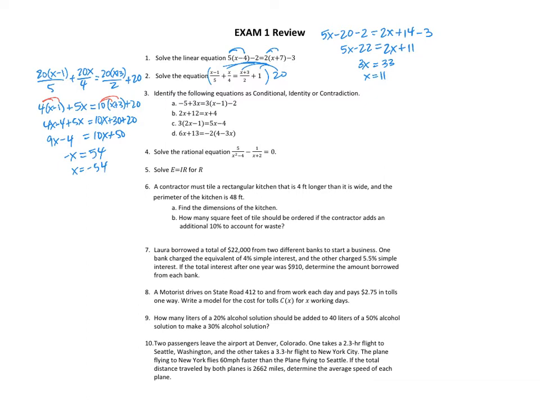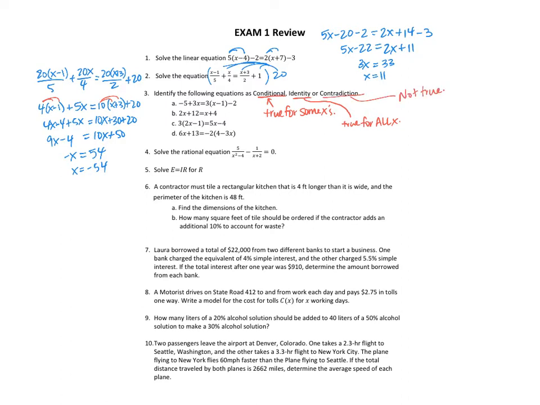On number 3, it says identify the following equations as conditional, identity, or contradiction. So what is meant by this? Conditional means it's only true for some x. In this case, since they're linear, it would just be true for one value of x. Identity means it's true for all values of x. So it's always true, no matter what x is. And contradiction means it's not true.